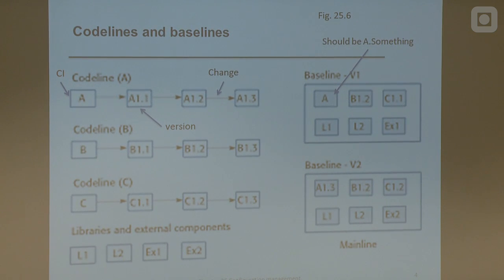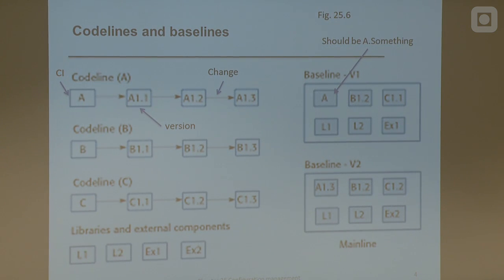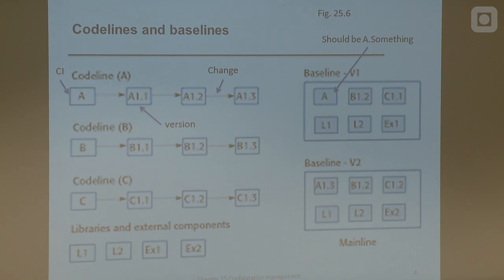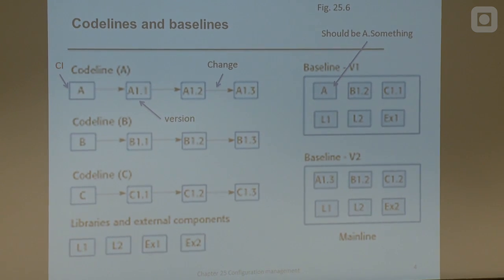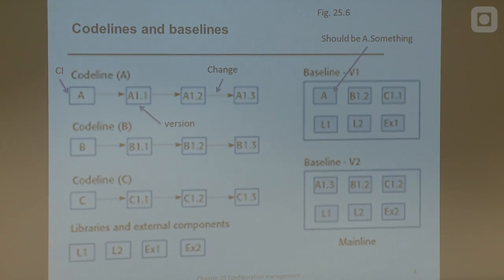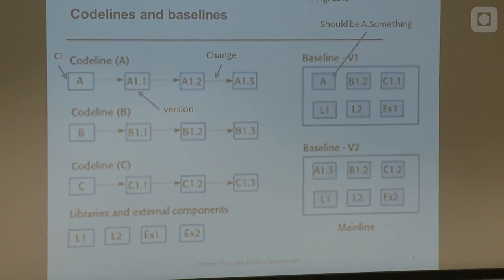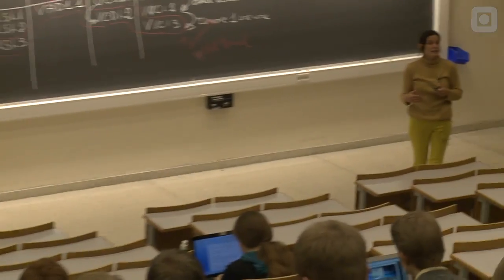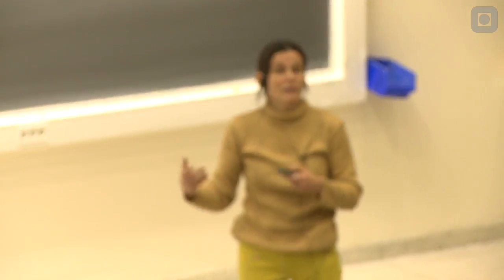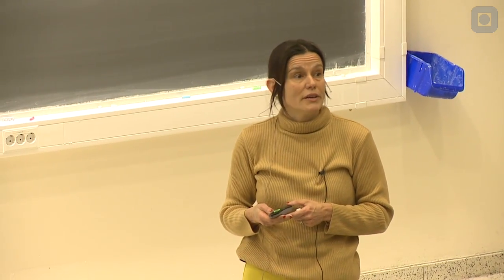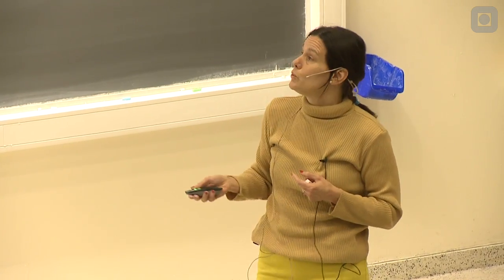It should be a precise version, not the name of the configuration item. Everybody makes mistakes, and it's not a big issue, but there is a small mistake in that figure that you can note down. Libraries and external components are something like, in our case, the book or the Violet manual, which is part of our baseline, but we don't have control over their evolution.